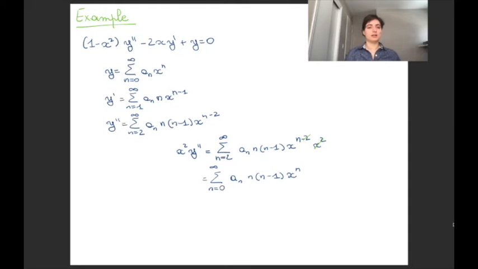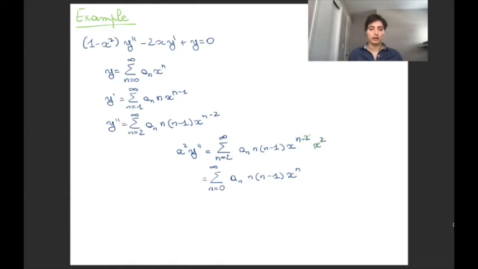The other thing that we want to compute is x squared multiplied by y'', because we need that in order to plug it into the ODE that we're looking at. So we want to compute the sum from n equals 2 to infinity of a_n n (n minus 1) x to the power n minus 2, multiplied by x squared. And this simplifies nicely, so we only have x to the power n.